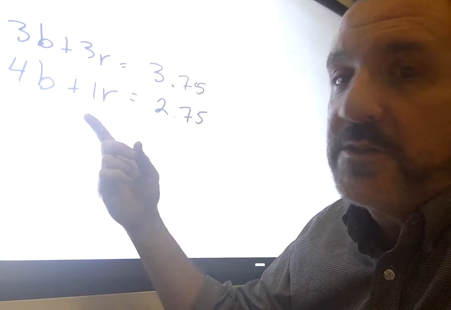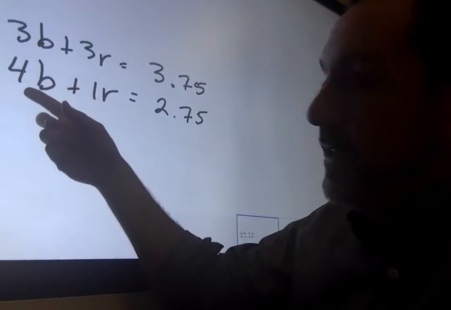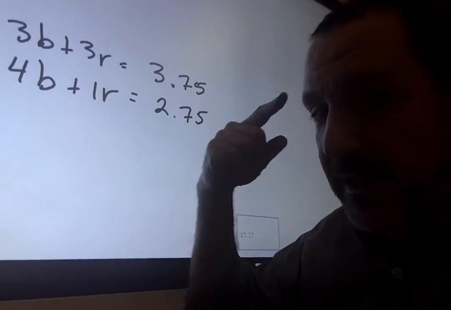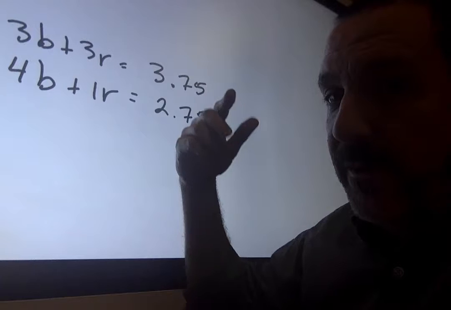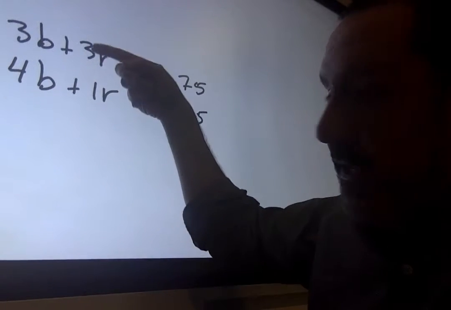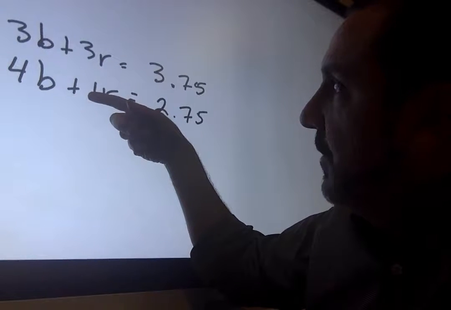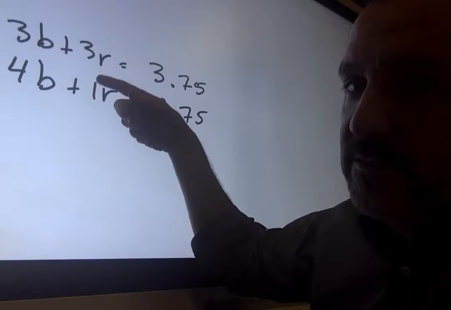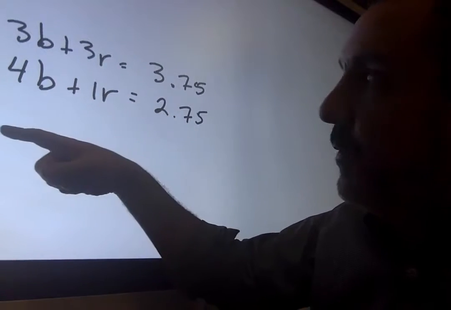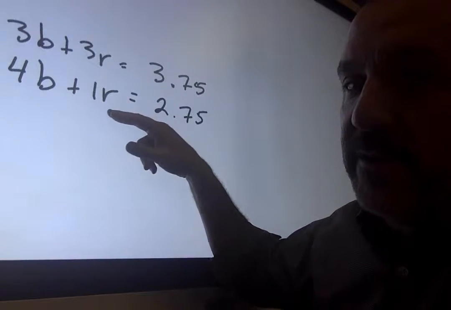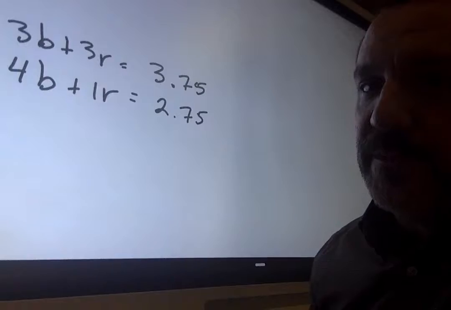So I'm looking at my coefficients here, 3b and 4b, 3r and 1r. What I'm thinking is to eliminate, I need to have opposite coefficients and add them up. So the easier way to do this, in my book, is to take the second equation and multiply the whole thing by -3. That will give me a -3r there. Okay, so that's what I'm going to do.